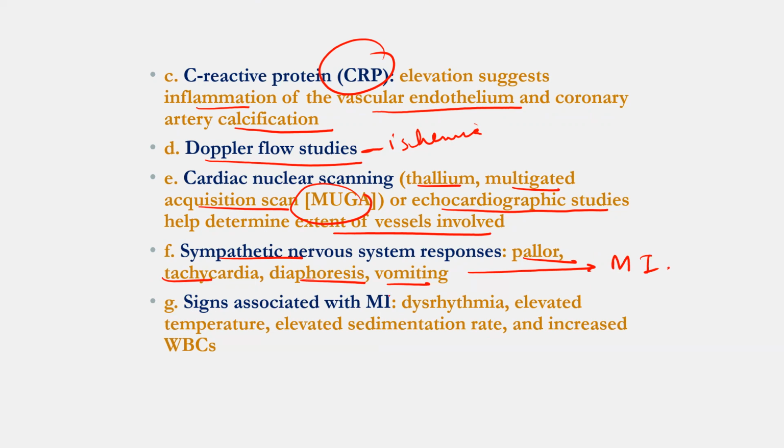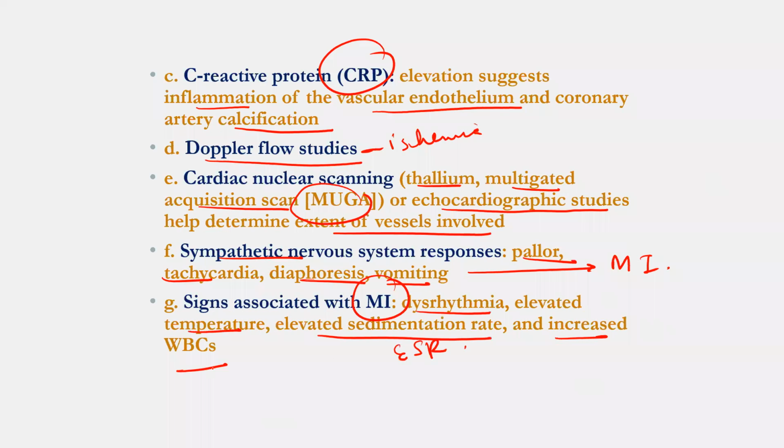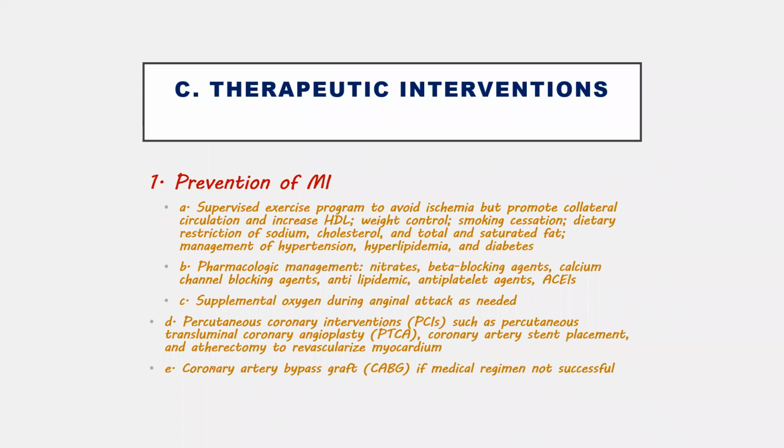Signs associated with MI: if you want to check, we can check for dysrhythmia, elevated temperature, elevated sedimentation rate, that is ESR, and increased WBCs. All these also indicate MI. So all these are the objective findings that we can see in the patient. Now moving on to the management, that is therapeutic interventions. First of all, let's see how to prevent MI.